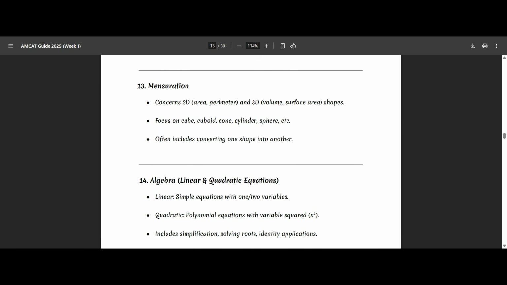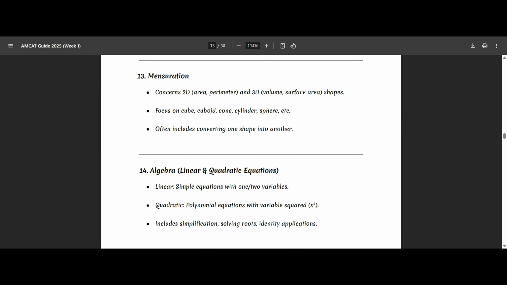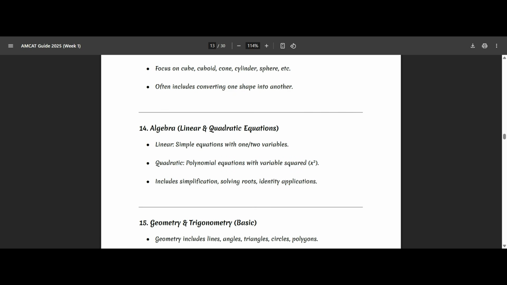And mensuration concerns 2D and 3D shapes, focus on cube, cuboid, cone, cylinder, sphere, etc. Often includes converting one shape into another.